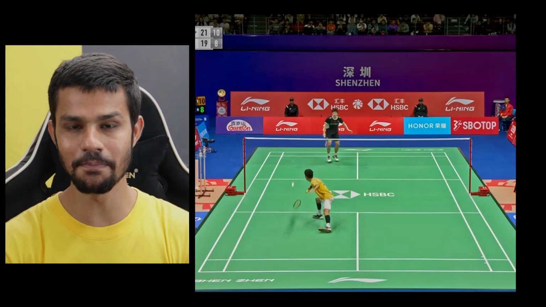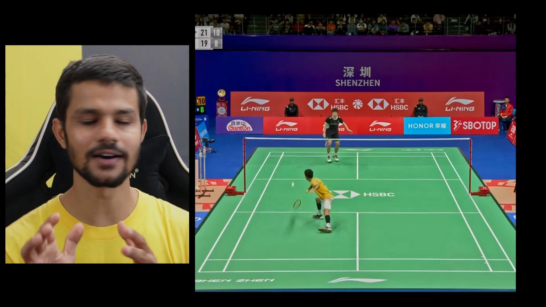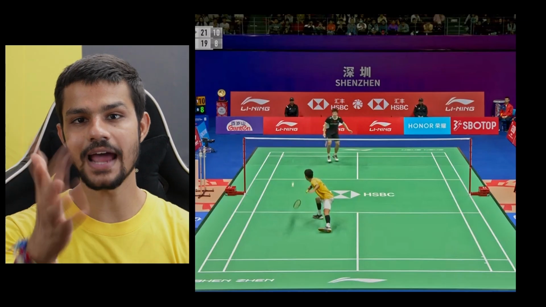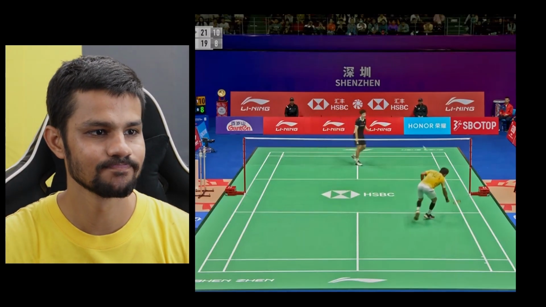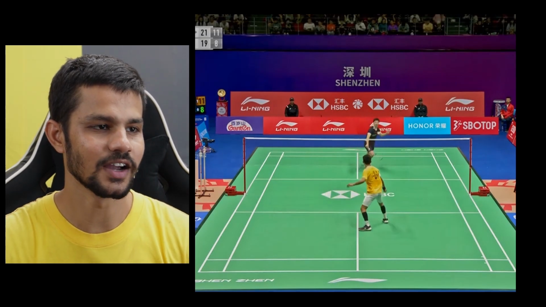That's called anticipation. Just look at the position of Sen Lakshya. He's a little bit, I will say, around the service line. If he would have been on the net, this was a tap and finish shot. Again parallel.